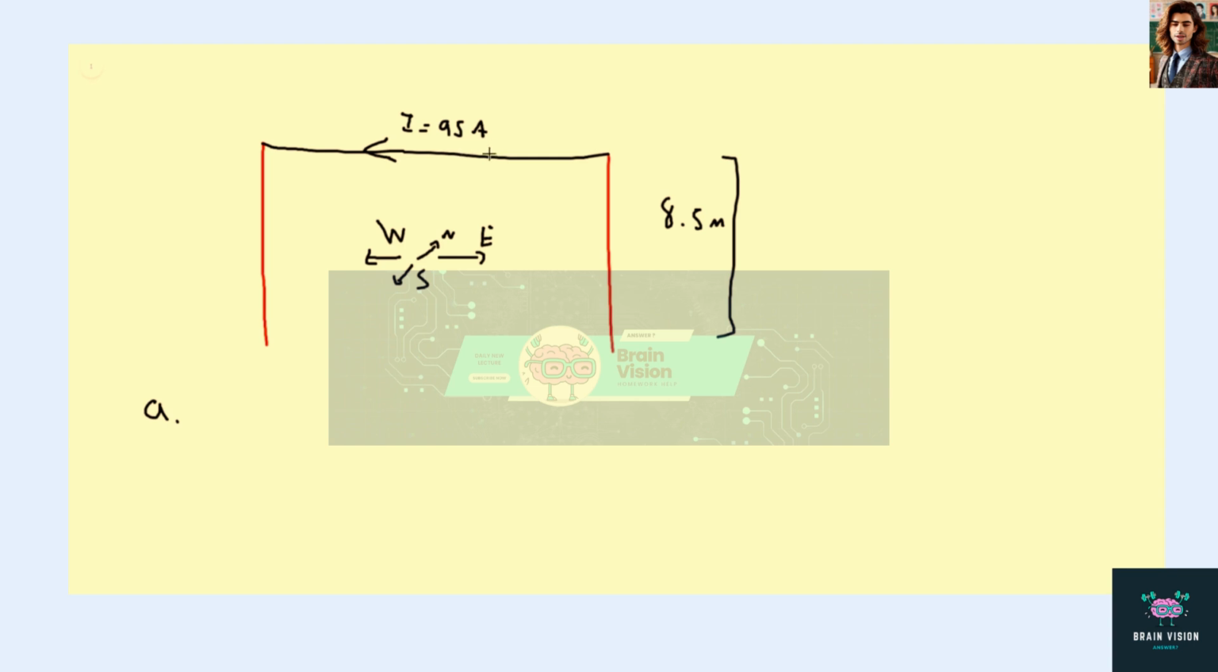We want to find the magnitude of the magnetic field that a power line with a current of 95 amps is making on the ground. And so the ground is 8.5 meters below the line here. So we just treat this as an infinitely long line of currents.